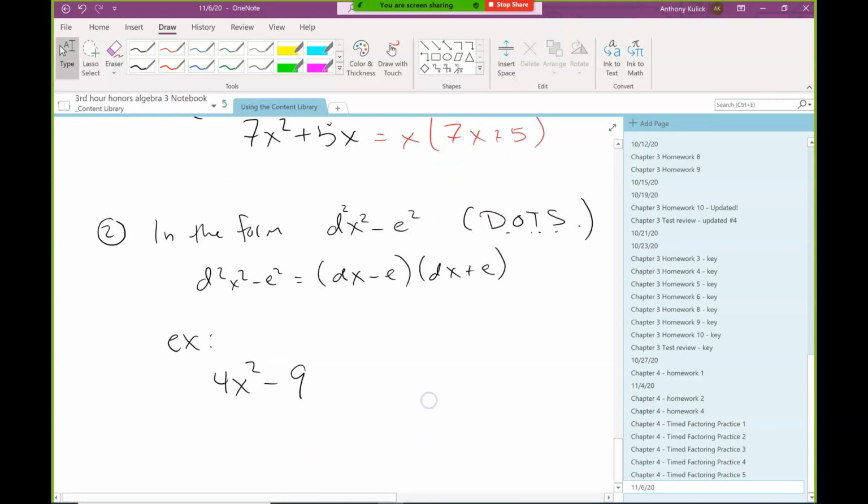So for example, 4x squared minus 9 is something where I could use that shortcut, because I notice that this is equal to 2 squared x squared minus 3 squared, right? Everybody see that? So this factors just into 2x minus 3 times 2x plus 3. That kicks butt, right? Worth noting, we have to be a little bit careful here.